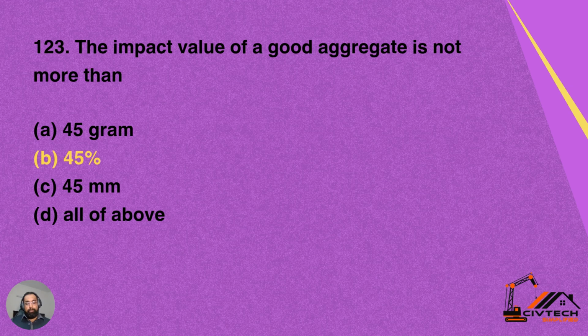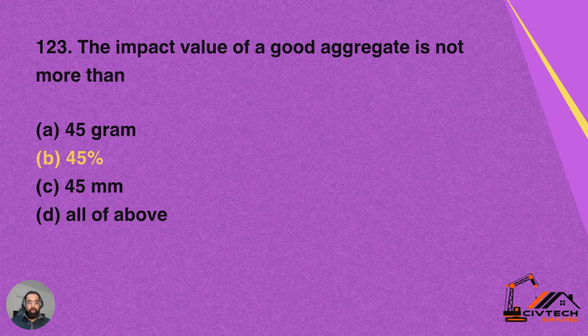123. The impact value of a good aggregate is not more than option A, 45 gram, option B, 45%, option C, 45 mm, option D, all of the above. The impact value is always in percentage, so it should not be more than 45% for a good aggregate. So option B is the correct answer for this question.